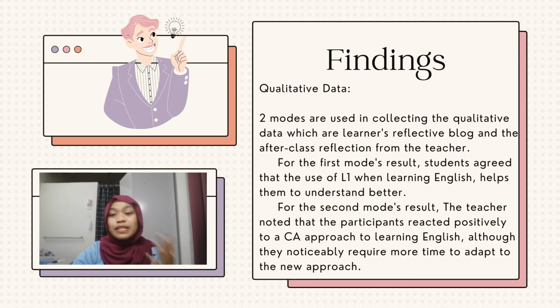Okay, moving on to the next results that were collected through qualitative data. So from this data, two modes were used in collecting qualitative data, which are the learners' reflective blog, the first one, and the second one is the after-class reflection from the teacher. For the first mode's results, students agreed that the use of L1, which is their mother tongue, Mandarin Chinese, when learning English, helps them to understand better.